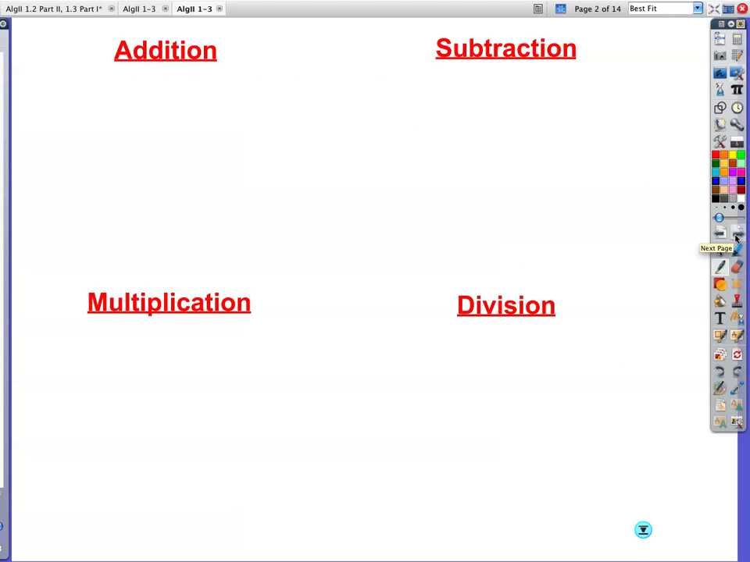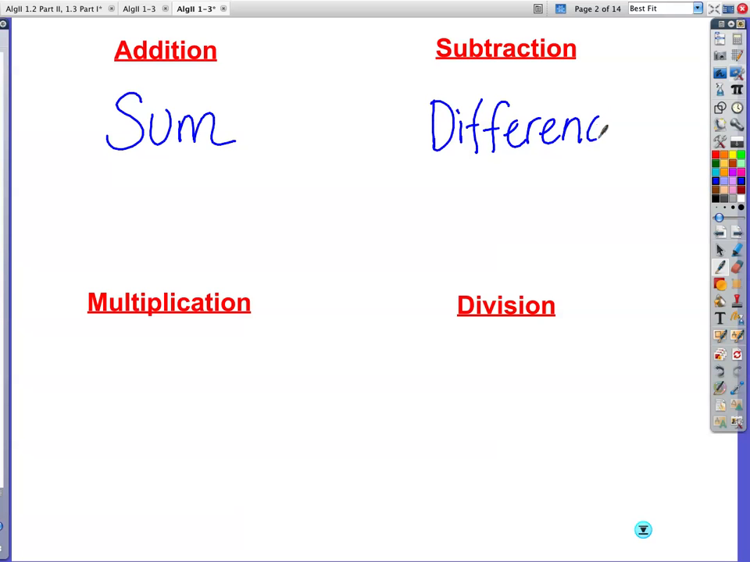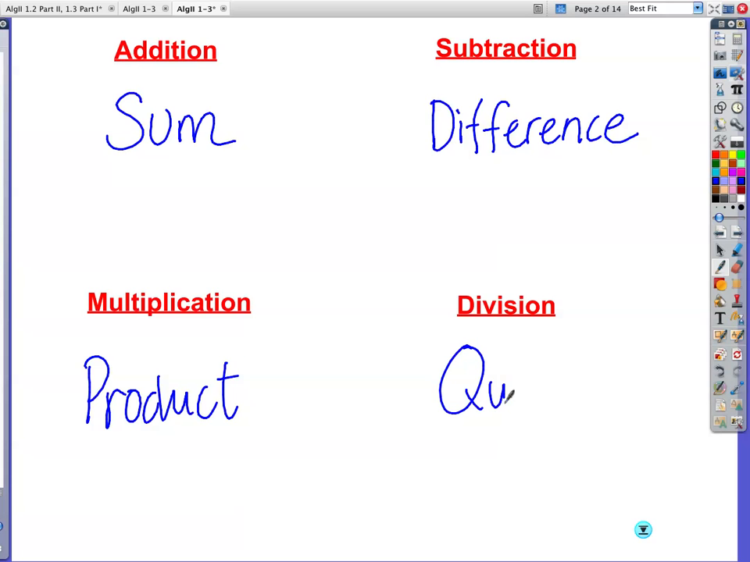All right, quick reminder, when you are adding two numbers together, the solution is called a sum. When you are subtracting two numbers, the solution is called a difference. When you are multiplying, you end with a product. And when you're dividing, you have what's called a quotient.